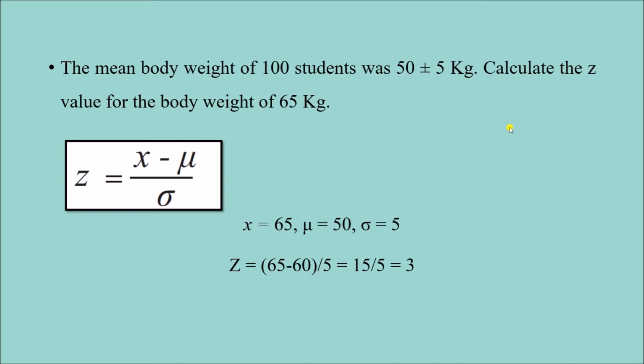So as I mentioned, there are 100 students and maybe one of the students had a body weight of 65 kg. So I want to know what is the z value for that student whose body weight was 65 kg. So for individual observation we shall have individual z value. Here x, the given observation, is 65, minus mu which is 50, and dividing it by the standard deviation which is 5. So 65 minus 50 divided by 5 is 15 by 5 equal to 3. So the z value is 3. So in this example, this is how you calculate the z value, and the z value is 3.